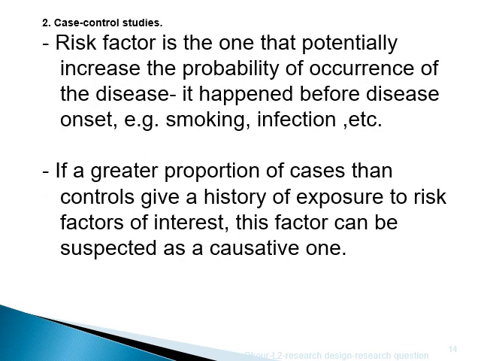So a risk factor is one that potentially increased the probability of occurrence of the disease. It happened before the onset or occurrence of the disease, for example, smoking or infection. If a greater proportion of cases than controls give a history of exposure to the risk factor of interest, this factor can be suspected as a causative one.